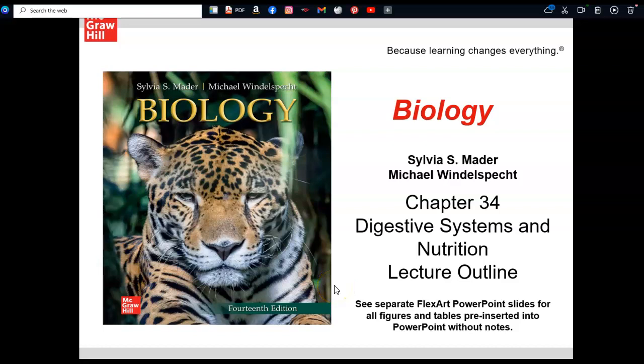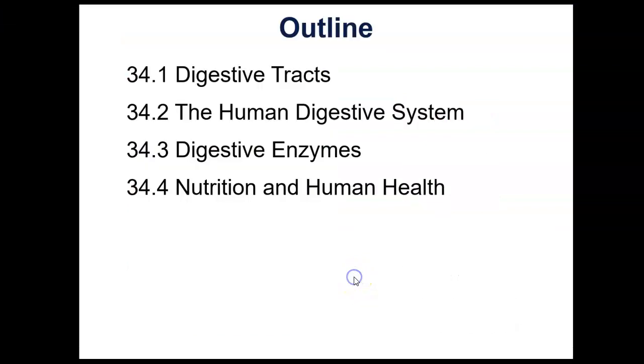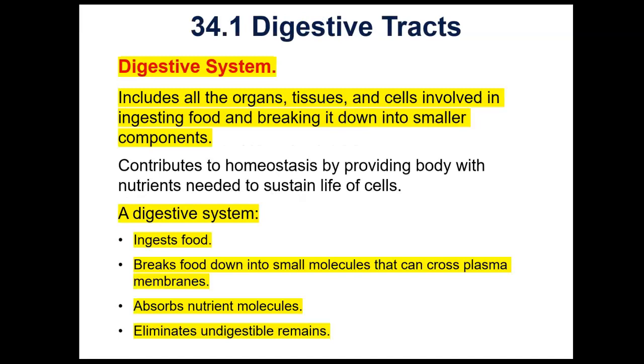These are the lecture notes for Chapter 34 on digestive systems and nutrition. The four parts or divisions of Chapter 34: first of all, in Section 1, we will briefly go over the digestive tracts of other animals, but we're going to focus on Sections 2, 3, and 4. The human digestive system, digestive enzymes, basically where they're produced and what types of nutrients they help to break down. And then nutrition and human health is the last section.